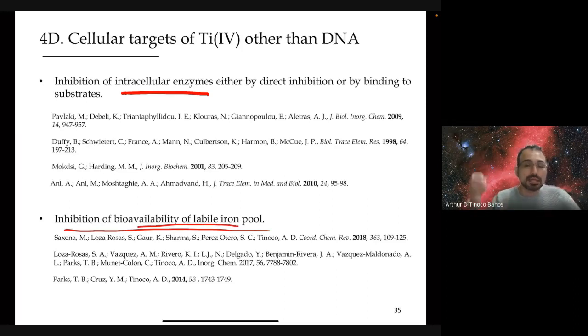And in that respect, if you affect that pool, the one that's quite reactive and readily available for activity, then the iron does not have the capacity to be trafficked for utilization, and so you would essentially stunt cancer cells from being able to proliferate and even potentially metastasize. So these are proposed additional targets of titanium.